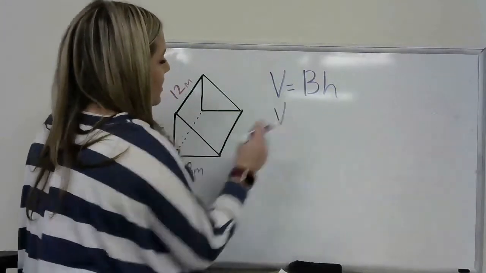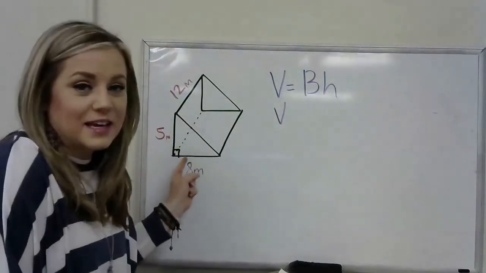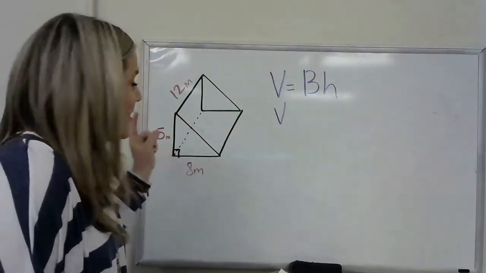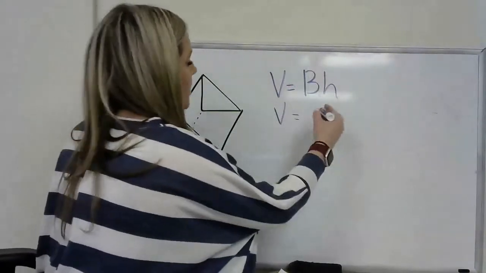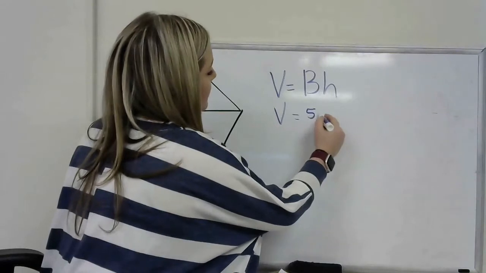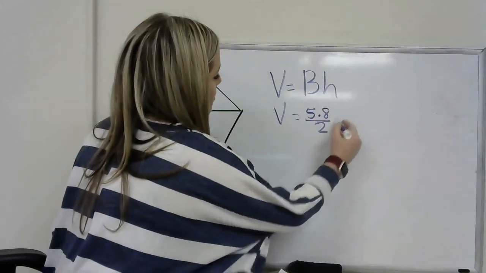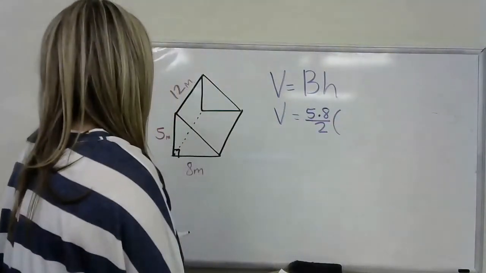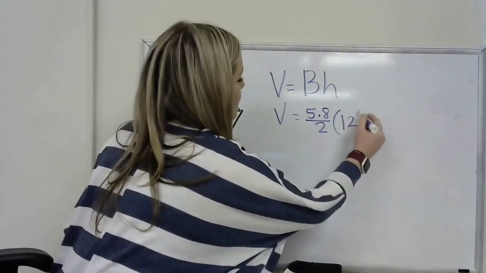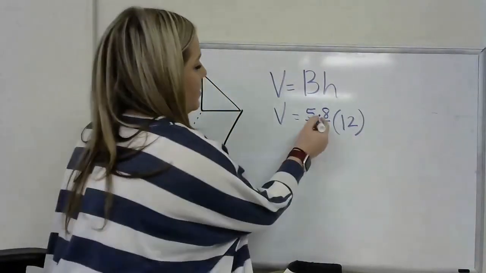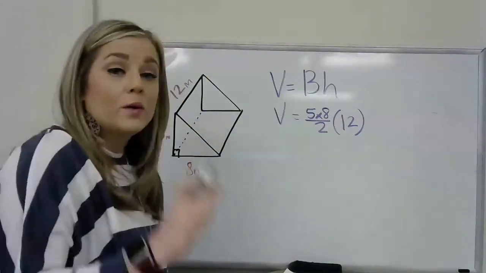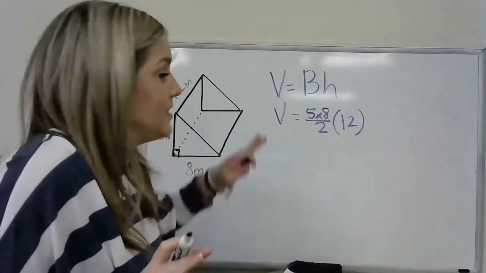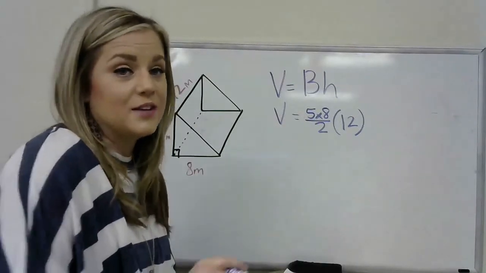All right, so we're going to find the area of the base. Obviously, our base is a triangle, right? Okay, and it's 5 times 8. So I'm just going to put the formula in here. I'm going to do 5 times 8 divided by 2 times the height, which is 12, okay? Now, I guess I should do it like this. What would be really great is if you guys would attempt to do this on your own to see if you get it right.